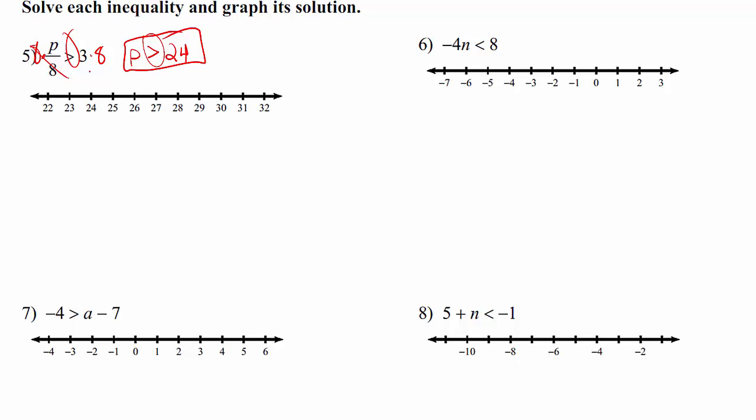To draw that on our number line, we go to 24 and we put an open circle, and then we say, which way should I shade? Looks like it's pointing to the right, so I'm going to shade to the right.